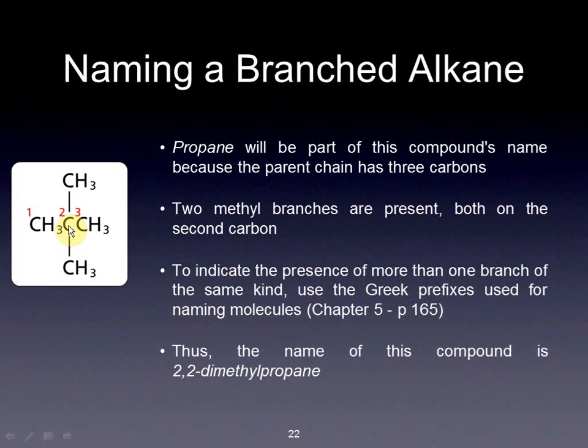As a result of there being 2 methyl groups on this molecule, we're going to use the Greek prefix for 2 in addition to methyl in the side chain name. Remember the Greek prefixes mono, di, tri, tetra, penta, and the rest. We won't use the mono prefix if there's only 1 branch of a particular length, but we must use the di prefix here because there's 2 methyl chains, 2 branches that are each 1 carbon long.